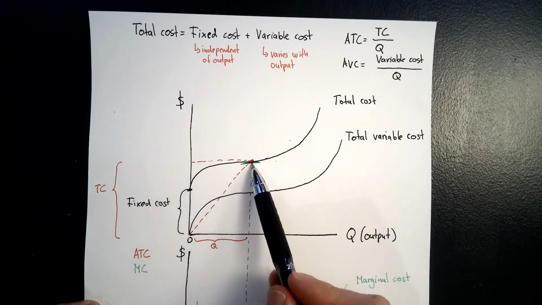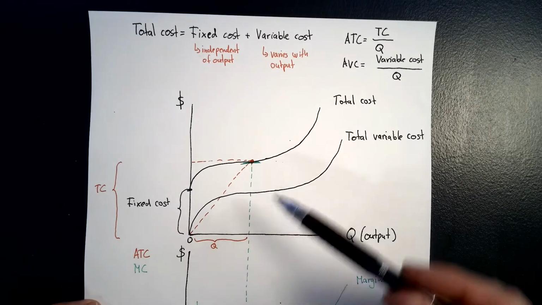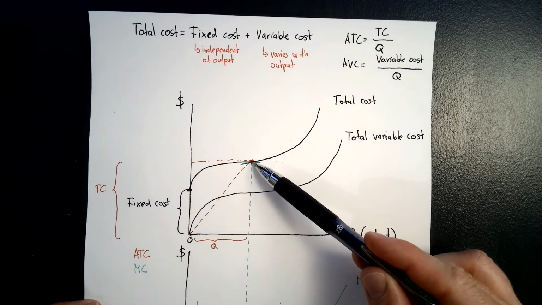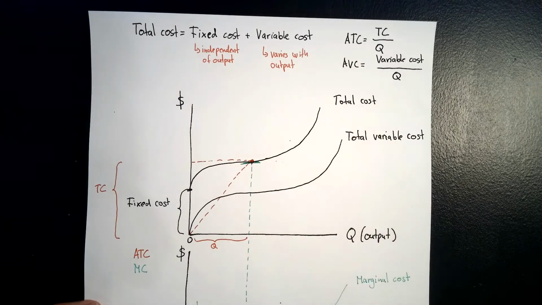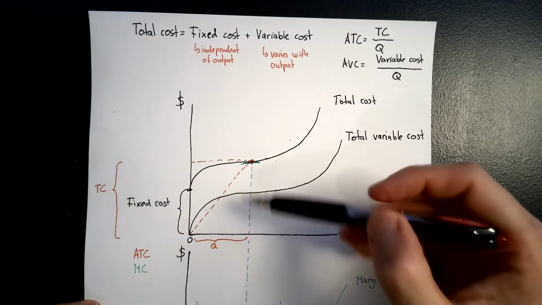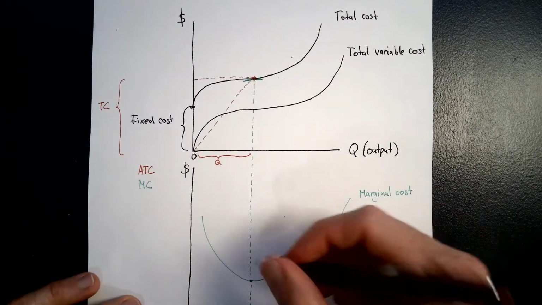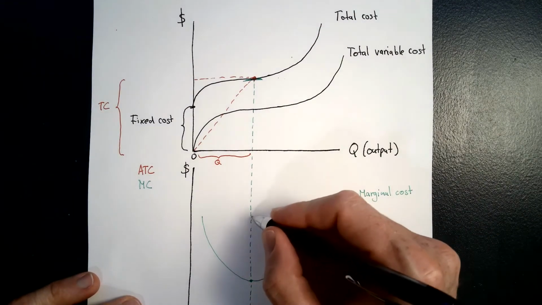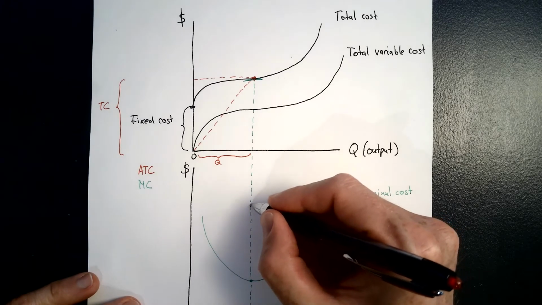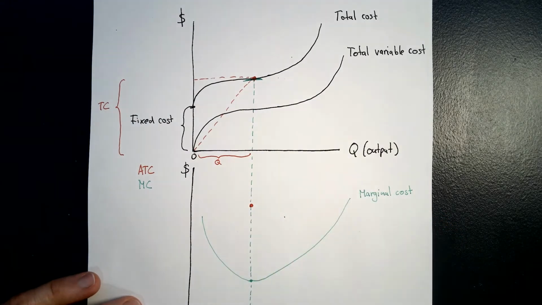which represents the marginal cost, then you see that the average total cost at this point is higher than the marginal cost. So what this means is that for this particular point, the average total cost is above the marginal cost. Let's assume it is here.